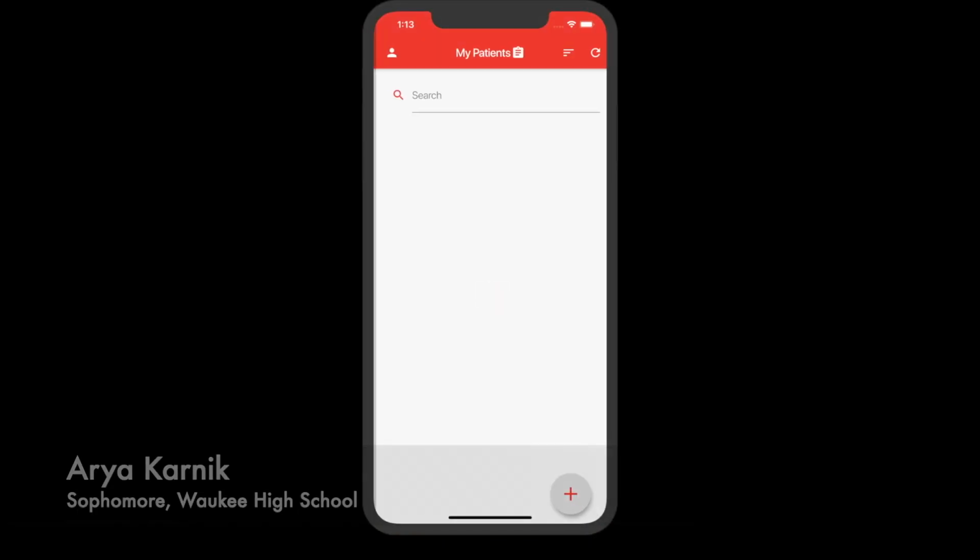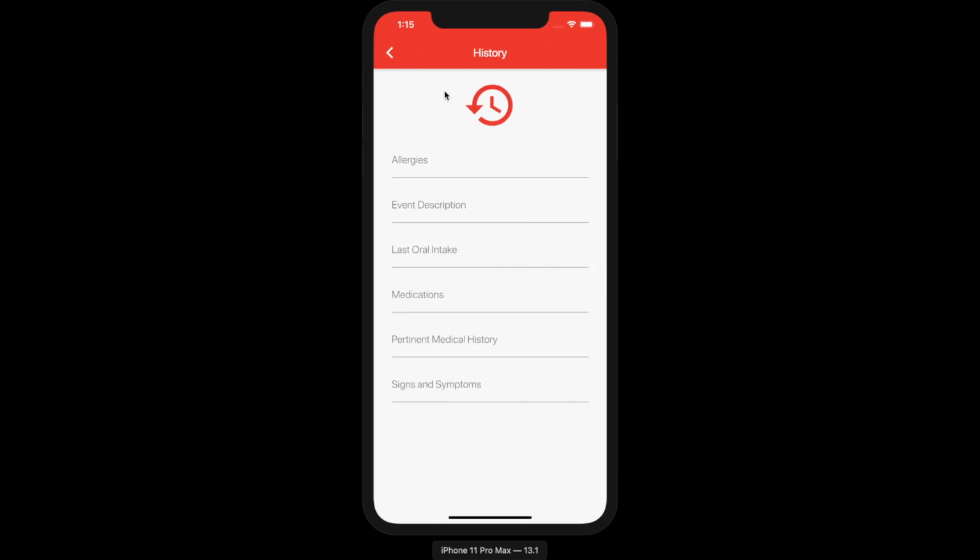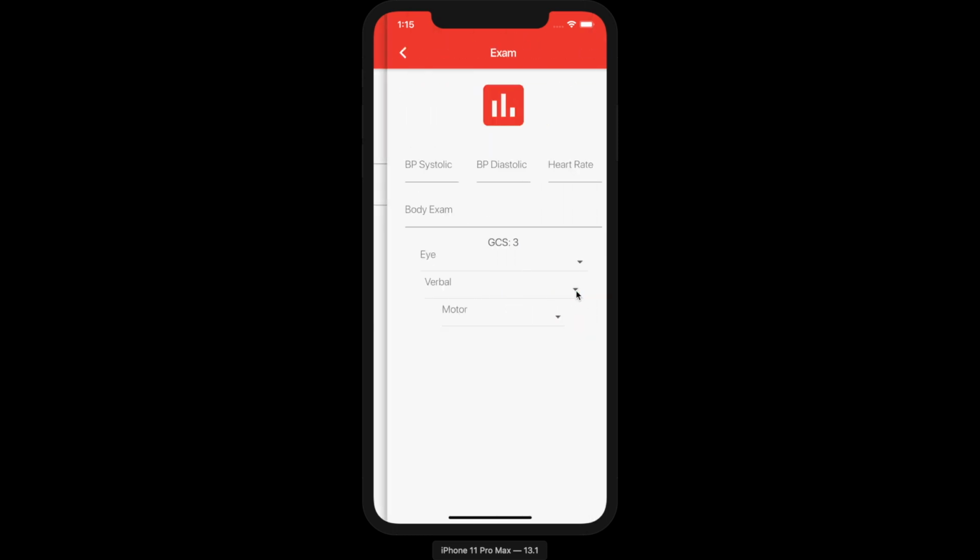For paramedics, creating a new case is as easy as hitting the plus button in the bottom right. From here, any and all patient information can be entered, including the patient's name, sex, age, and what happened to them. A patient's allergies, last oral intake, medications, pertinent medical history, and signs and symptoms can all be inputted, as well as the patient's blood pressure, heart rate, and level of consciousness.